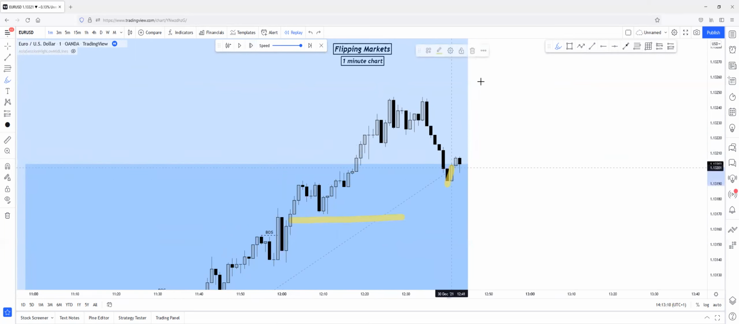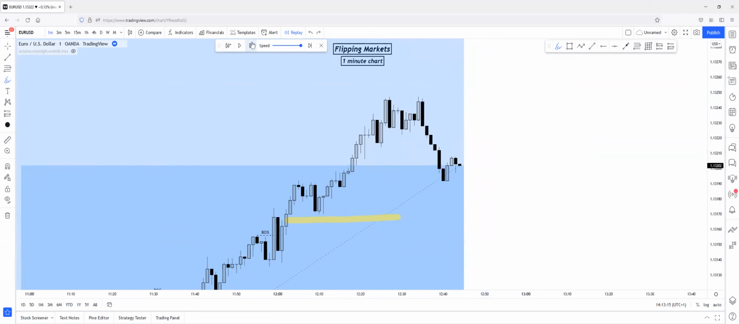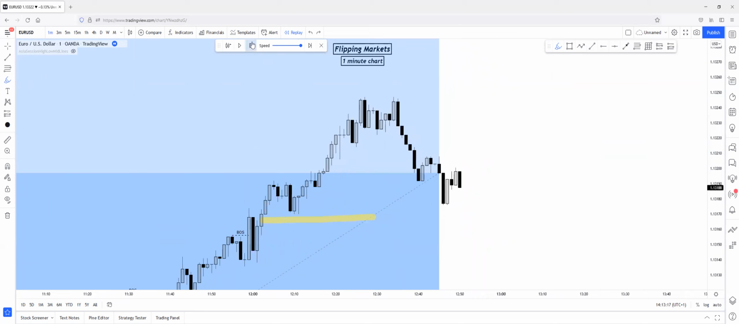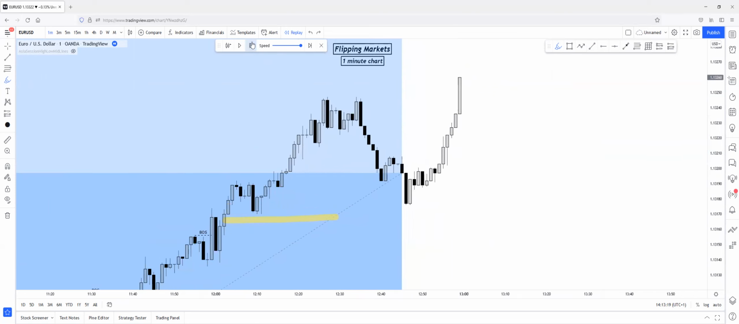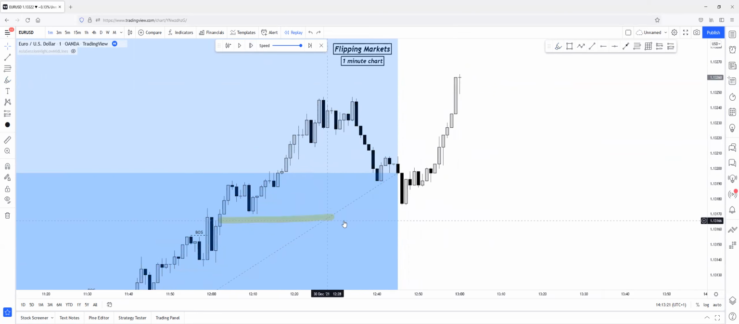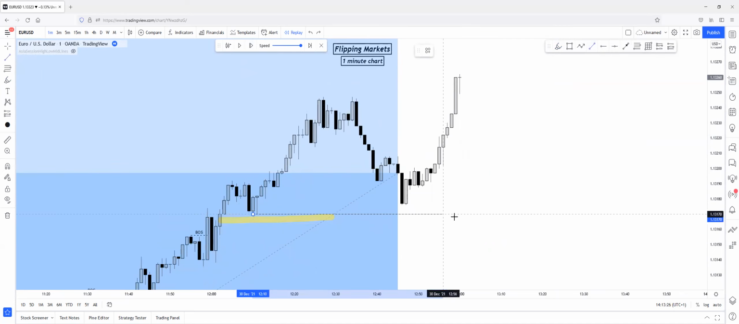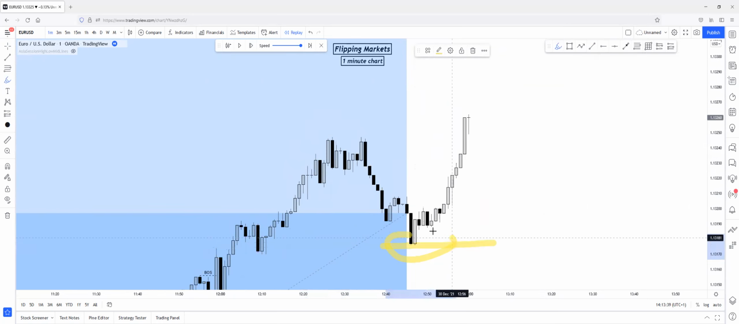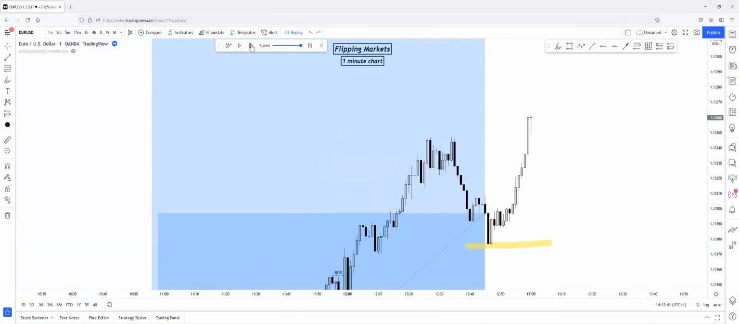And if this breaks structure to the upside here, I will place my stop loss below this level. Let's see what happens. It broke structure to the upside. And as you can see, I will just draw a line here. So this is our stop loss level, and it perfectly kept us in the trade. So a break of structure happened here to the upside. I will just place my stop loss below this low now. So our stop loss level is in this region. Okay, let's see what happens.